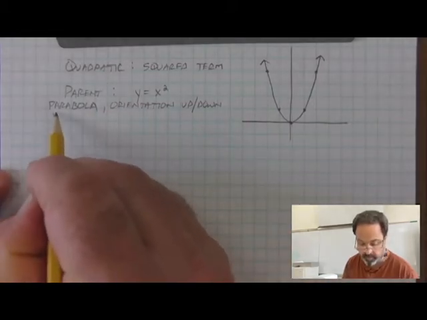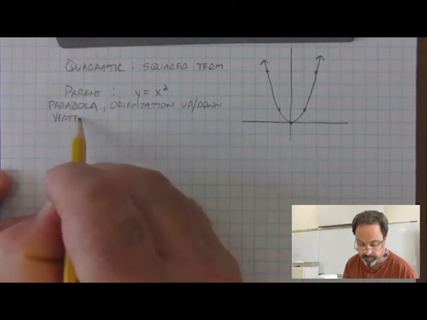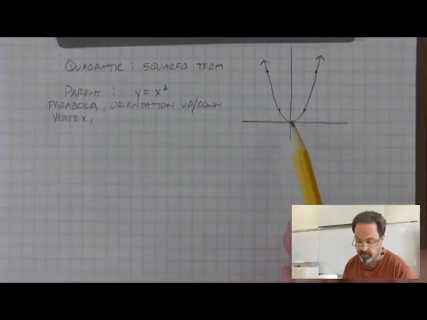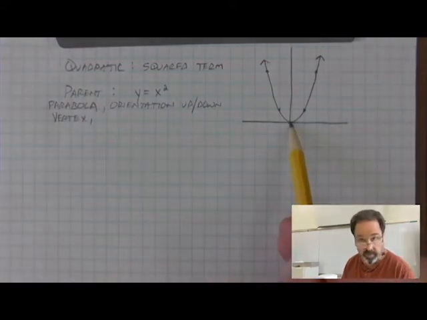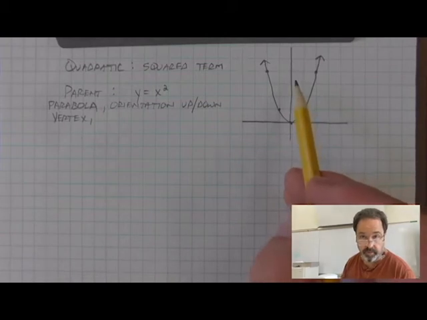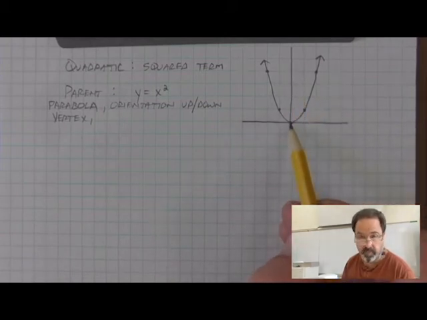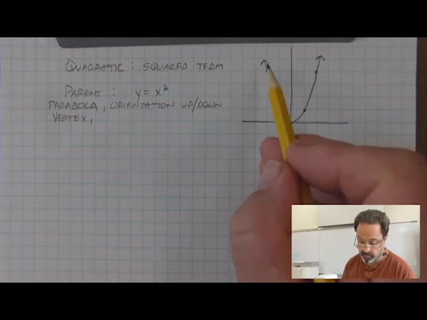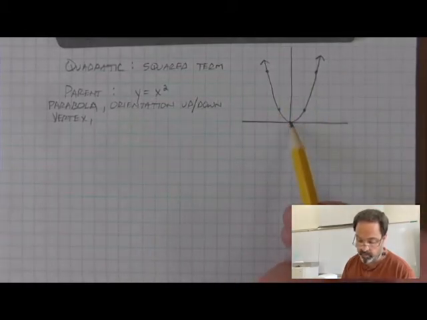A parabola always has a vertex. The vertex is the lowest point if its orientation is up, and the vertex is the highest point if its orientation is down. We could also call them minimums and maximums. The parent parabola has a minimum, or lowest point, at the origin.